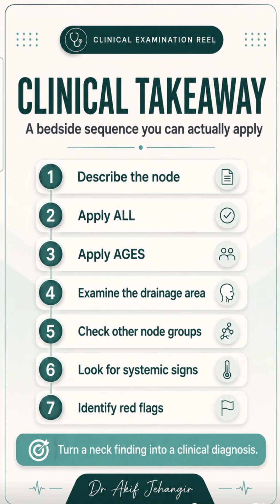So the practical sequence is simple. Describe the node, apply ALL, apply AGES, examine the drainage area, check other node groups, look for systemic signs, and identify red flags.